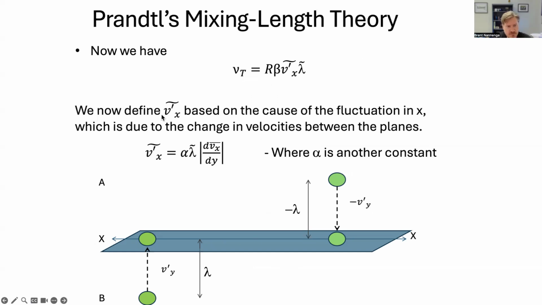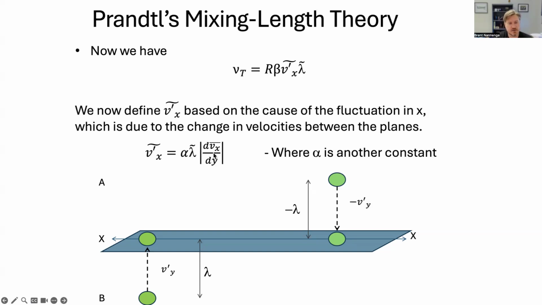We now define this fluctuation in X, the root mean square fluctuation, based on the cause of the fluctuation. And what's the cause of the fluctuation? It's due to the changes in velocities between the two planes, meaning you've got some velocity up here, and then you're moving down here, and you're going to have a different velocity. Again, we introduce another constant, alpha.